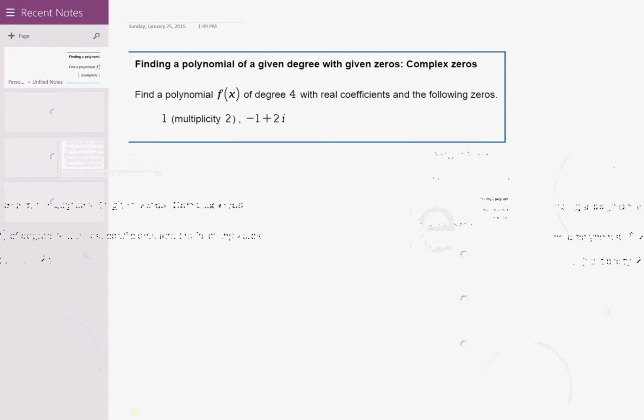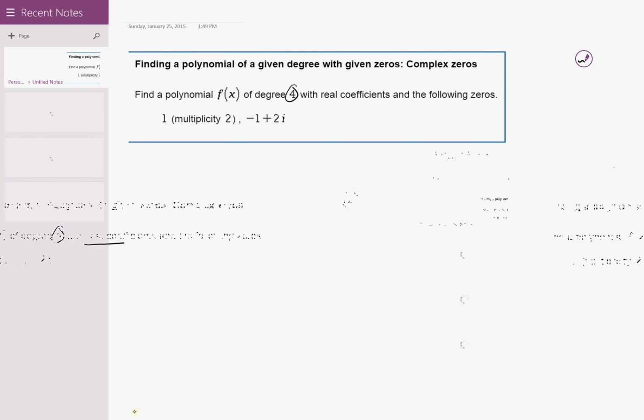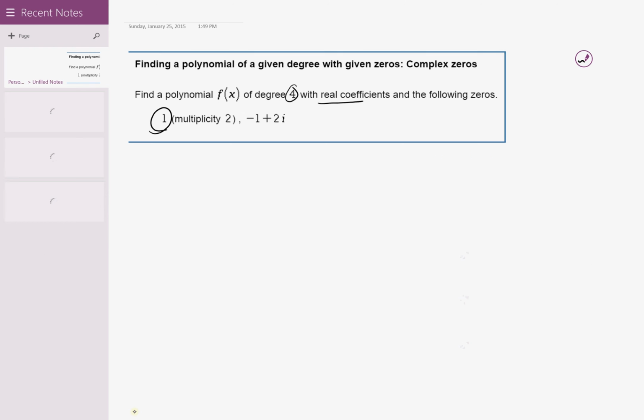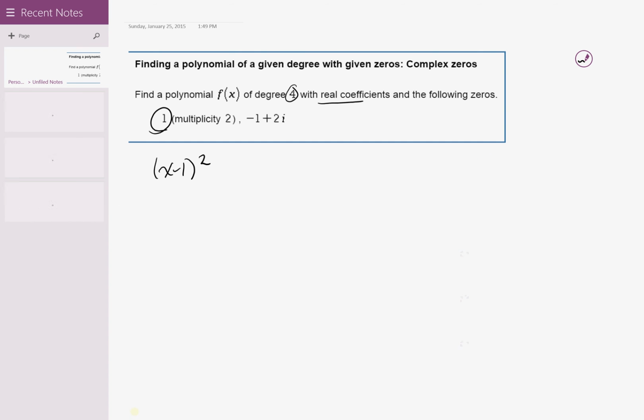We want to find a polynomial of a given degree with given zeros, and this time we have complex zeros. So I'm told that I have a fourth degree polynomial, and that means I have to be able to find 4 linear factors in the complex number system. I'm told that I have real coefficients, and I'm told that I have 2 factors of x minus 1. Right? 1 is a 0 with multiplicity 2.